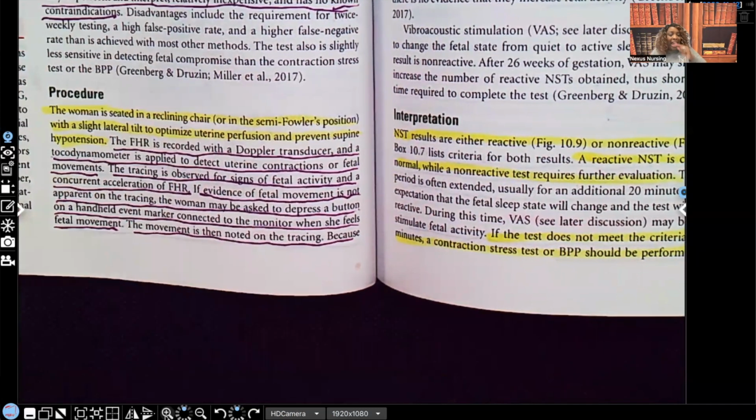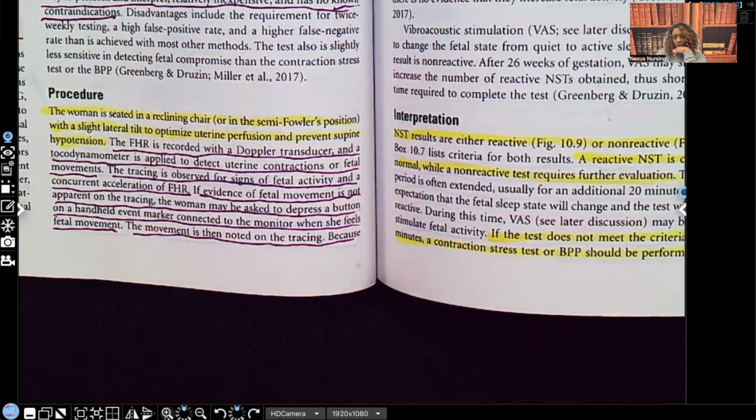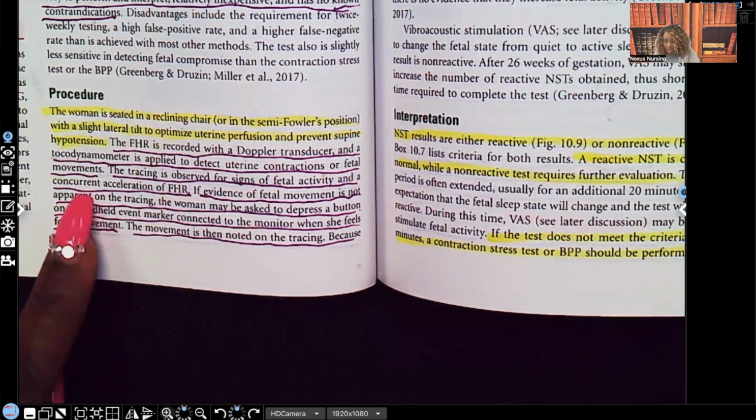We want to see, as that fetus is moving or as those contractions are happening, at the same time, we're seeing accelerations, we're seeing an increase in the heart rate. Because guess what? If the patient's having contractions or the fetus is moving, but the acceleration is delayed, that's the problem. That's taking a little bit too long for the fetus's brain to tell the heart to start pumping a little bit faster, okay? And that's why you see that word concurrent.